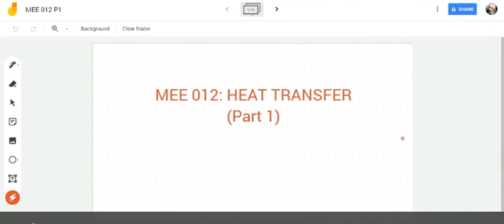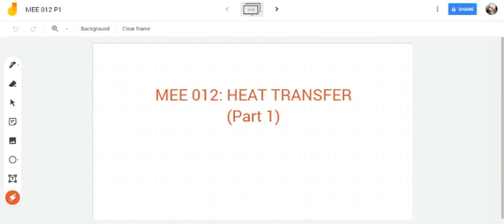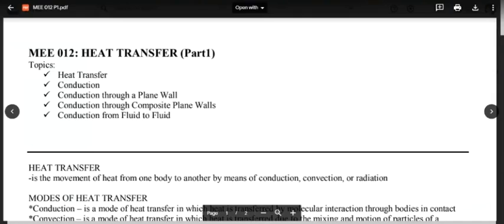Hello guys, so this is our review for the subject MEE012 which is heat transfer. Before we start this review, tingnan natin yung mga subject na i-discuss natin within this review material.